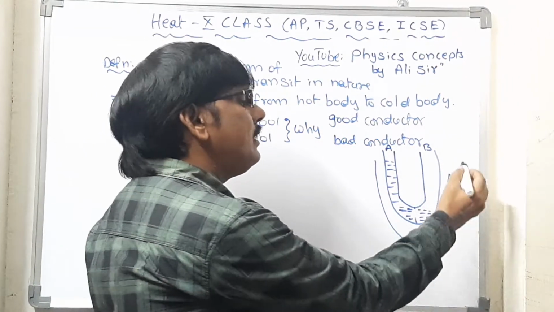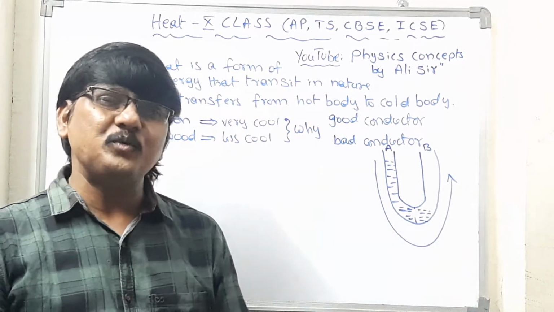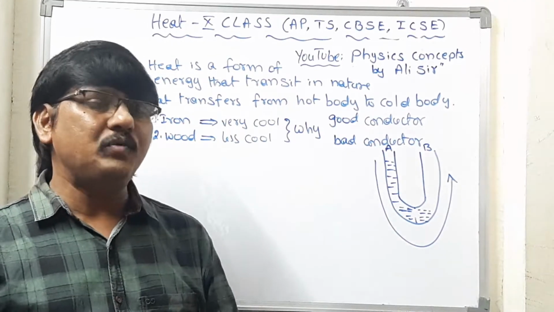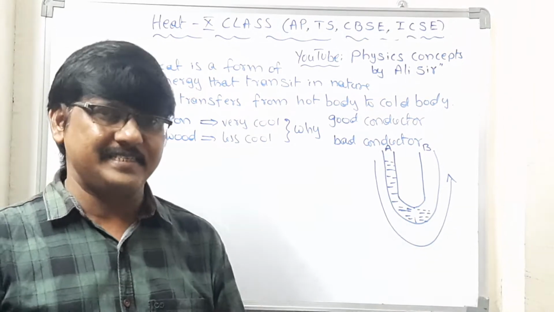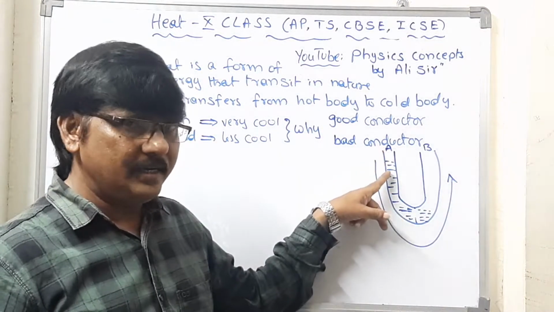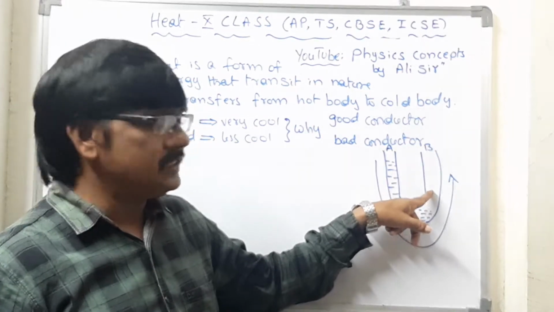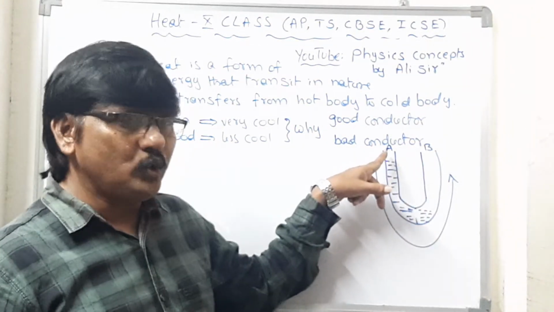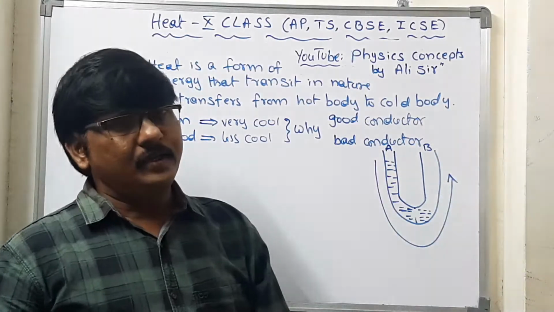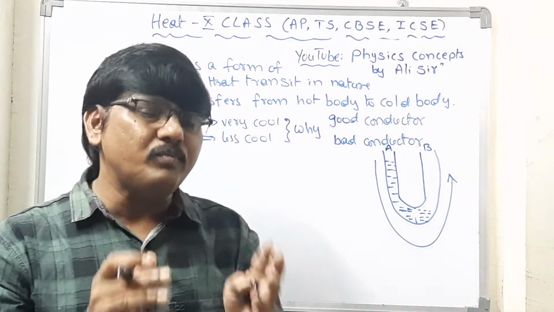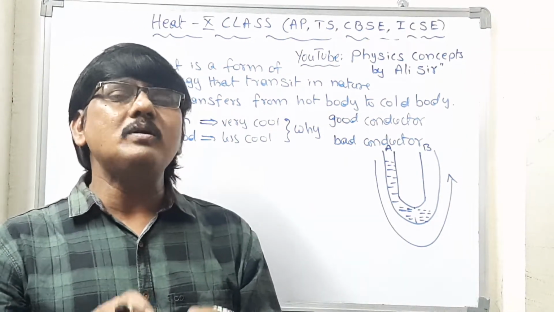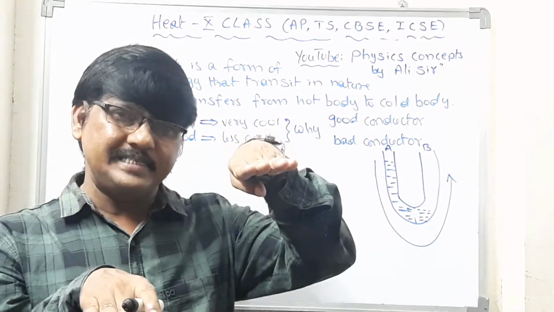Why will the water transfer from the A side to the B side? The reason is very clear. There is a difference in the water levels. A has more water level and B has less water level. Due to that reason, the water starts flowing from A to B. So here the water transfers from level A to level B because of the difference in the levels, isn't it?